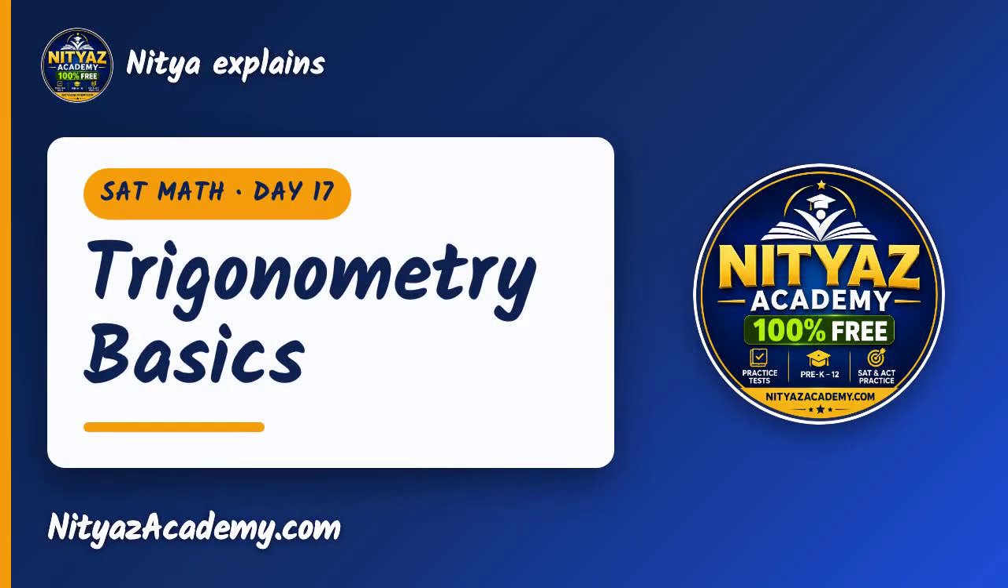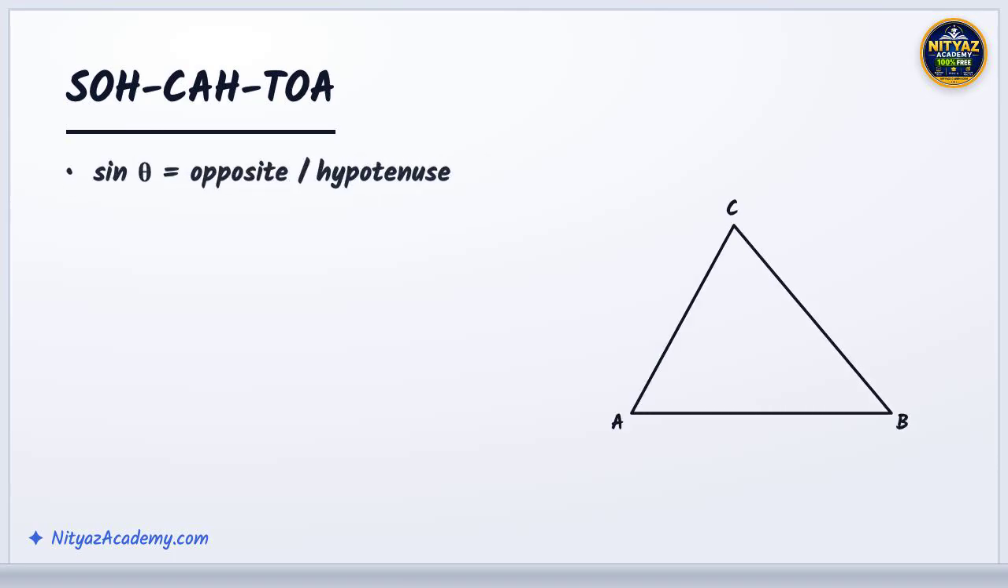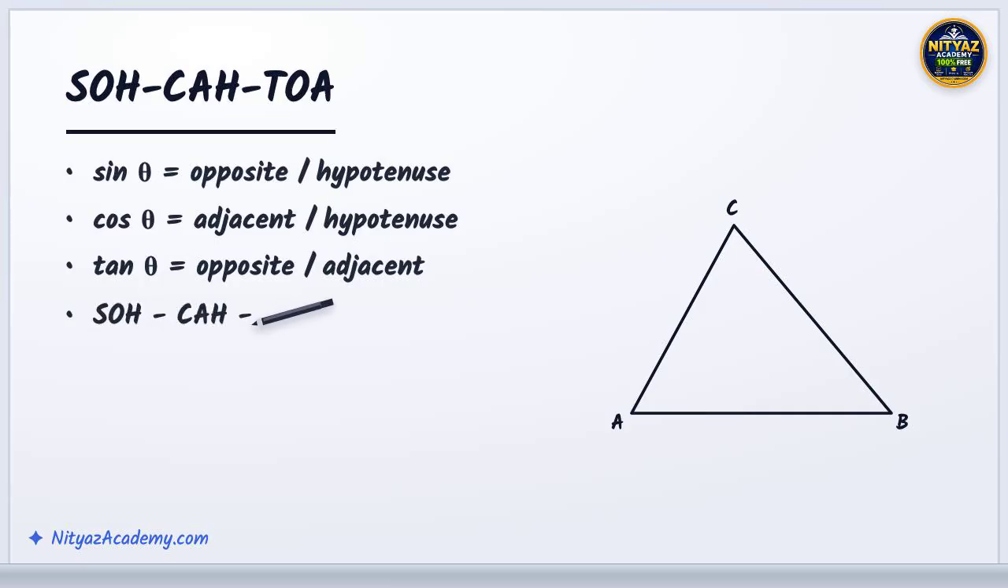Let's learn trigonometry basics together, step by step. Right triangle trig on the SAT comes down to three ratios, remembered as SOHCAHTOA. Sine of the angle equals opposite over hypotenuse. Cosine equals adjacent over hypotenuse. And tangent equals opposite over adjacent. The opposite side is across from your angle, the hypotenuse is the longest side, and the adjacent is the remaining leg next to your angle.